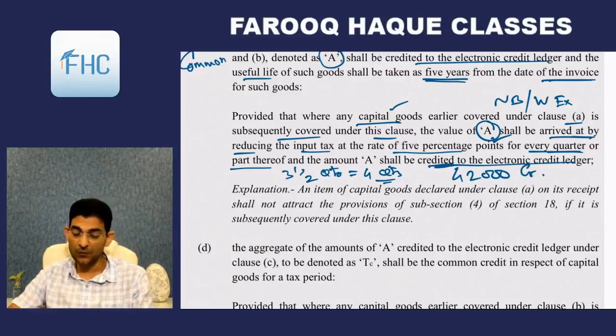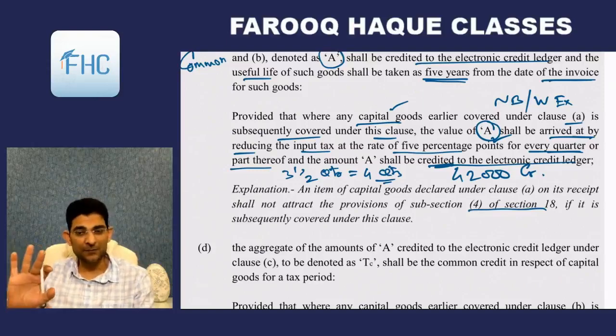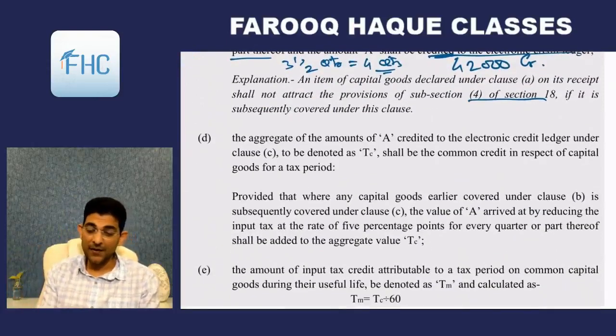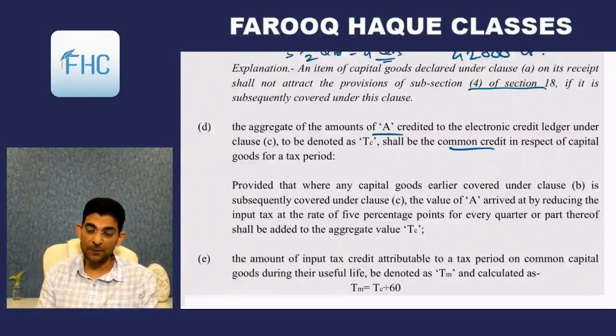Okay, good. Then there's an explanation given there that item of capital goods declared under clause A on its receipt shall not attract the provisions of 18(4) if it is subsequently covered under this clause. Now you don't know 18 and you don't know subsection 4, so leave it right now. When you will study, you will understand. Then the aggregate of A credited to the electronic credit ledger under clause C to be denoted as TC shall be common credit in respect of capital goods for a tax period. Very good. That will be called as common credit.